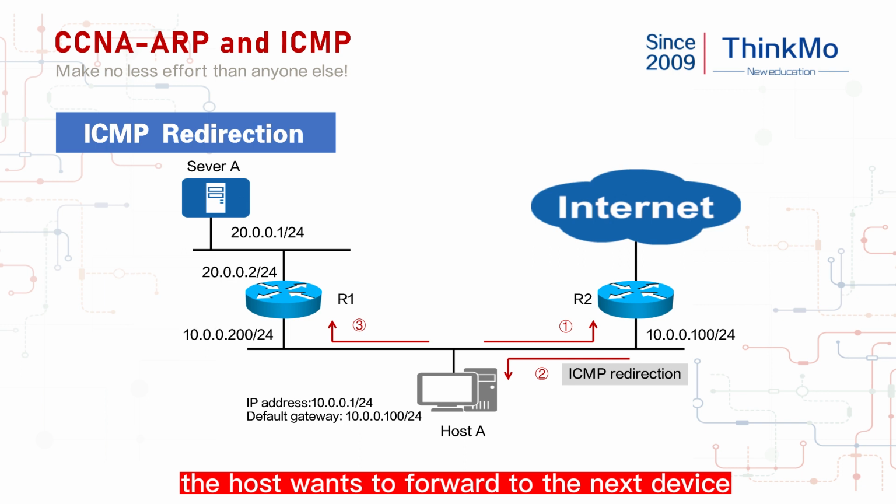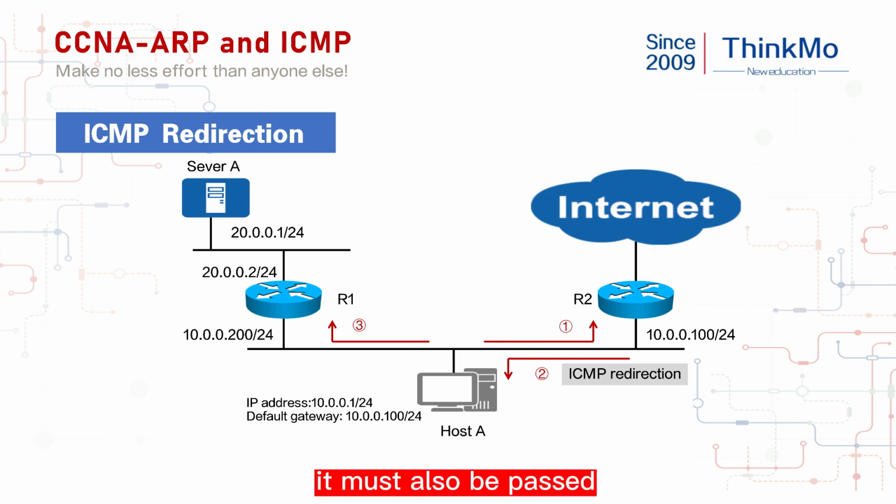The host wants to forward to the next device. It must also be passed to the direct connection device. The three of them are still on the same network segment. So don't bother going astray. Just go straight away. This is the redirection.